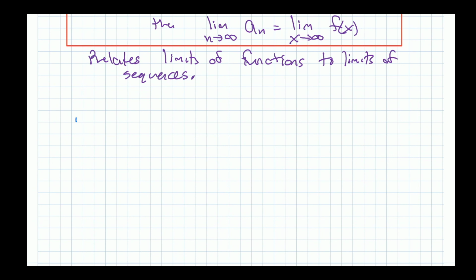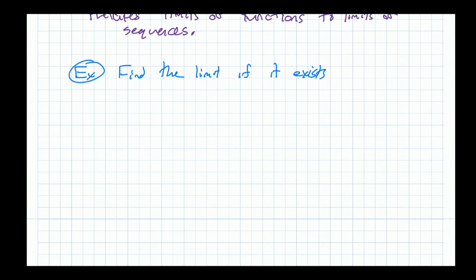So, for example, let's see. Find the limit if it exists. e to the parentheses 8 plus 8 over n squared, right? So the idea is this: the limit as n goes to infinity of e to the 8 plus 8 over n squared.